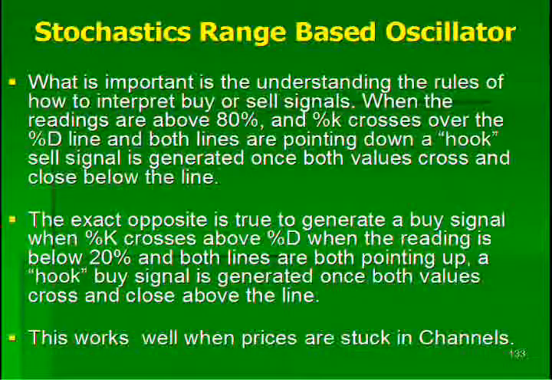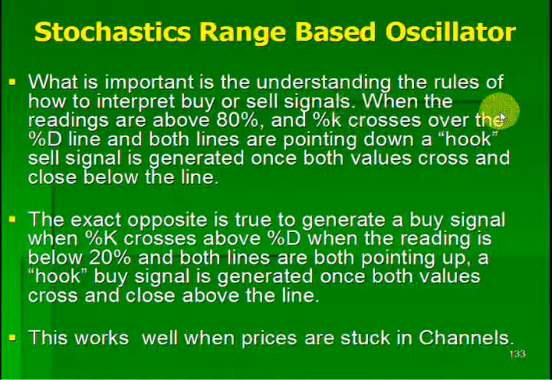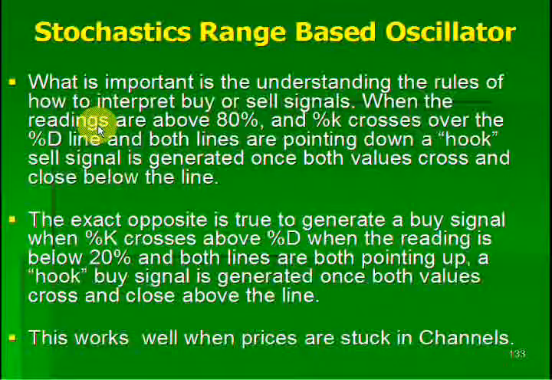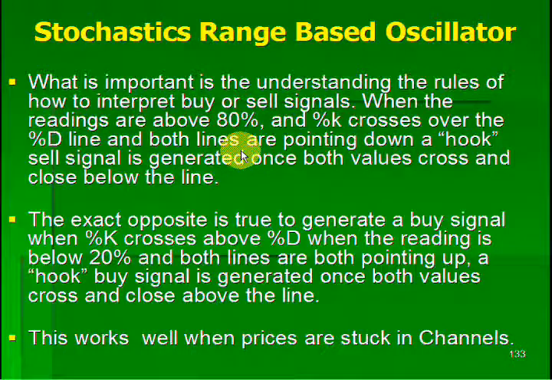Now, what's important is understanding the rules of how to interpret buy or sell signals. When the readings in stochastics, and I use a fast stochastics, a 14 period with a 3 period average, are above 80%, once %K and %D both cross over and are pointing down, a hook sell signal is generated. But we need to wait for the market to close, and we need these values to close, cross, and confirm and lock in once they are below 80%. That's the key. You want to wait for stochastics K and D to hook, cross, and close below the 80% line. And that'll help generate a sell signal.